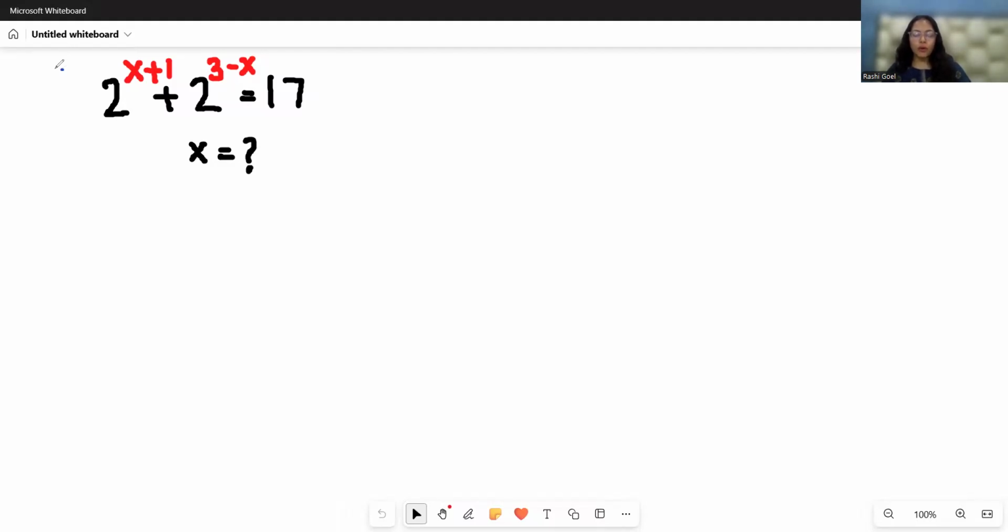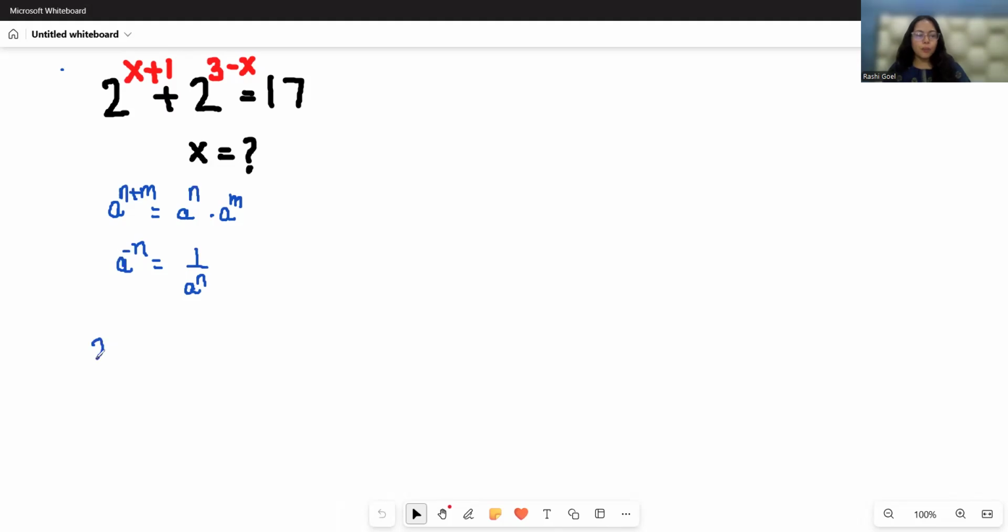So I am going to follow the index rule, that is a power n plus m we can write as a power n times a power m. And the second rule is a power negative n we can write as 1 by a power n. So let's apply these rules.